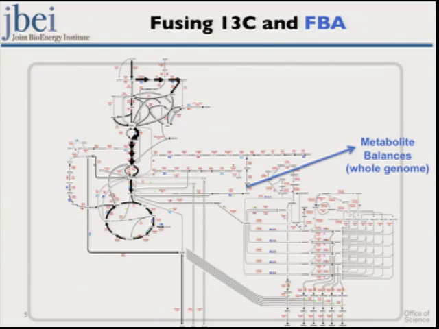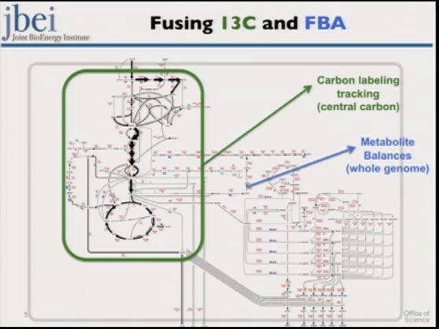Imagine all of these are the reactions for a flux balance analysis model. What I'm doing right now is tracking metabolic balances for the whole genome, and then doing carbon labeling tracking only for central carbon metabolism. Because the amino acid labeling is going to be mainly determined by the fluxes in the central carbon metabolism. We don't need to track how the carbon travels through the rest of the metabolism. And that's equally true because most of the carbon is flowing away from central carbon metabolism.